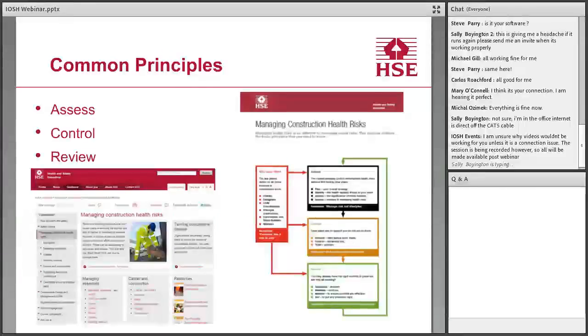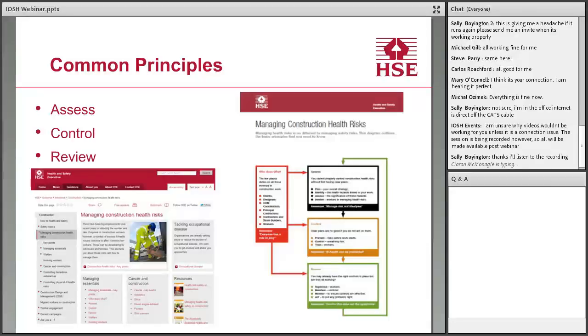The first thing I'd really like to do is direct you to our website. We put a lot of time and effort into revamping the health content on the website, so that it all follows consistent principles. You see on the top left there, we're talking about assessing the risk, then controlling the risk, and then reviewing what people are doing to see that it's effective.